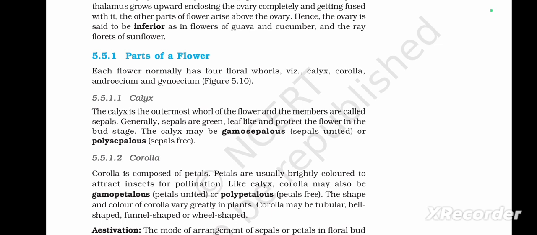Next, about corolla. Corolla is composed of petals. Petals are usually brightly colored to attract insects for pollination. Like calyx, corolla may also be gamopetalous, that means petals are united, or polypetalous, that means petals are free. The shape and color of corolla vary greatly in plants. Corolla may be tubular, bell-shaped, funnel-shaped, or wheel-shaped.